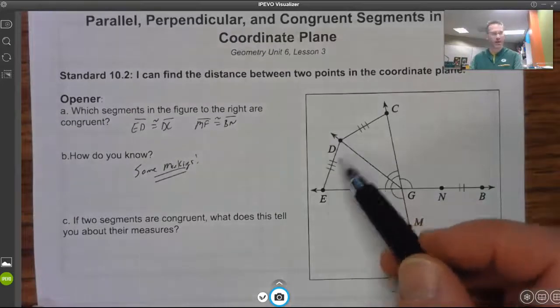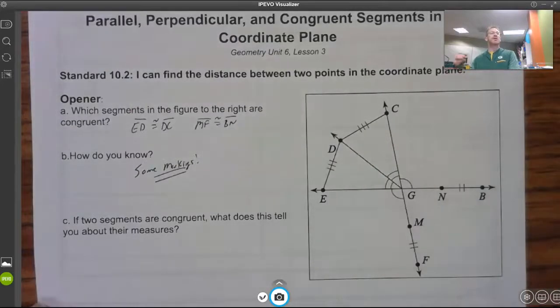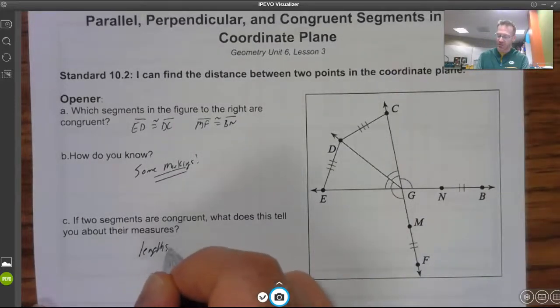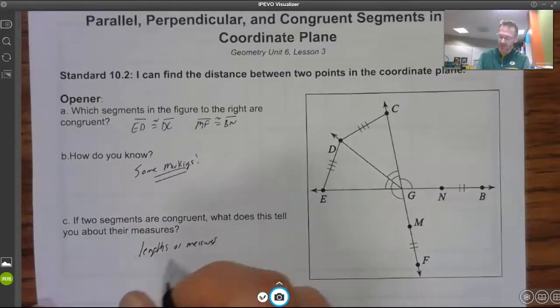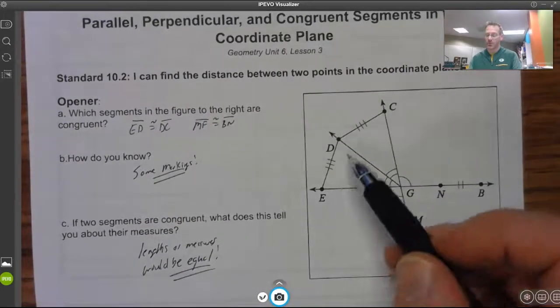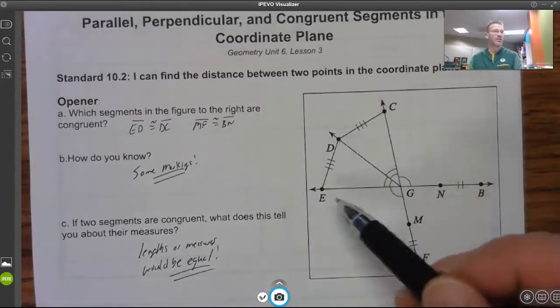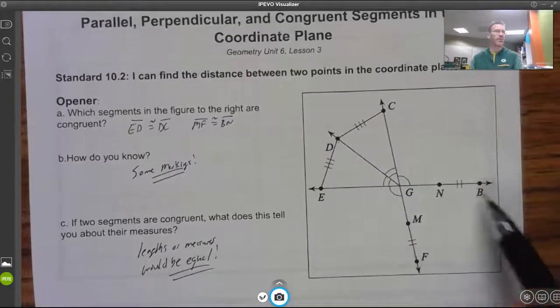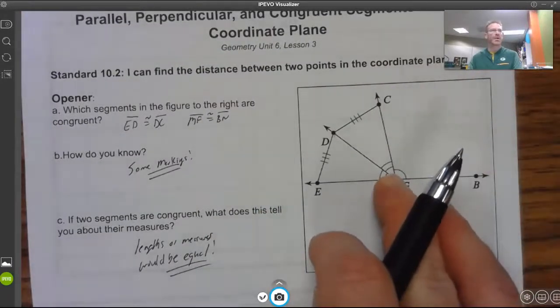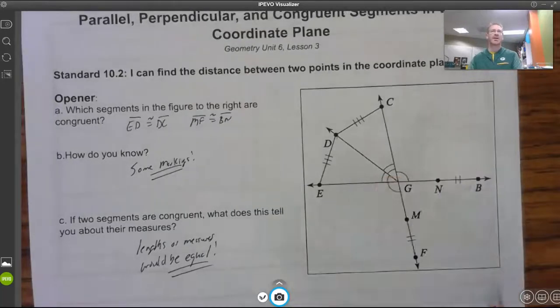So even though we don't know the length of these two segments, we may assume that they would be the same. Their lengths, or their measures, would be equal, whatever that measure is. So if we knew this was 13, this would be 13 units. If we knew this was 4, this would be 4. And that's the difference. When we're working in this, we're typically not talking about specific measures. We're just thinking about interchangeable parts. I could take one thing out, and I know I could put the next thing right back in, and it would be the same.